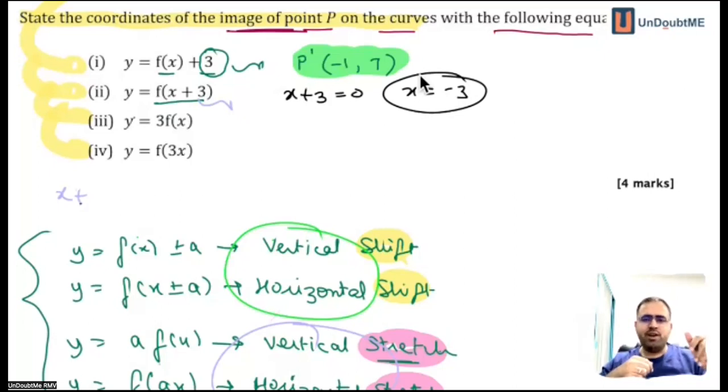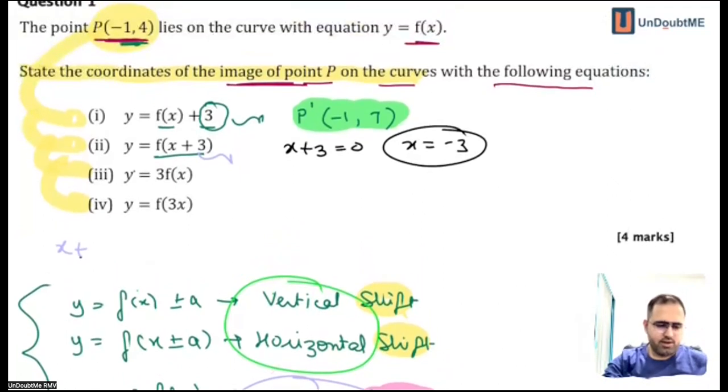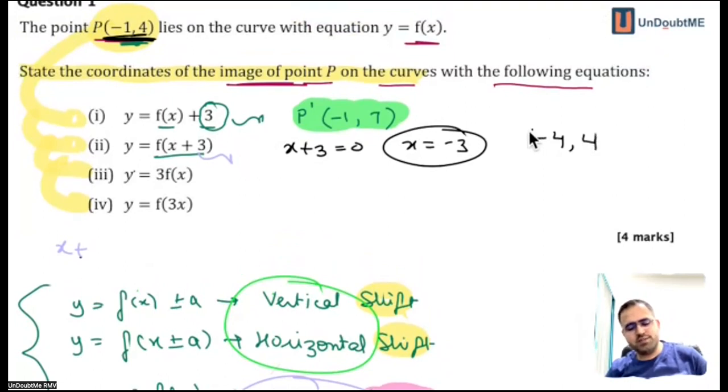So my point is minus 1 comma 4. Minus 1 comma 4 will become minus 1 minus 3, that is minus 4. The x coordinate will become minus 4 and there is no change in the y coordinate.